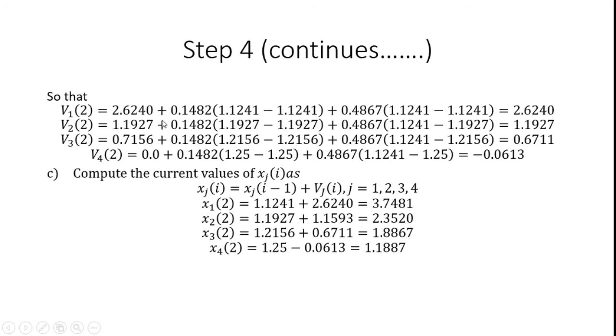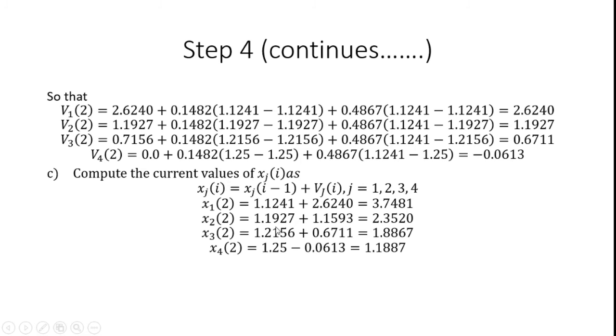Likewise, I substitute the values with respect to V2, V3, V4, so that I got another velocity of particles at each population. From these velocities, I can identify the next neighborhood point with the formula xj of I minus 1 plus vj of I comma j. Here x1 of 2, I substitute the previous point 1.1241 plus the vj I identified as 2.6240. I substitute the value here, so I add those things. I got the newer neighborhood point as 3.7481.